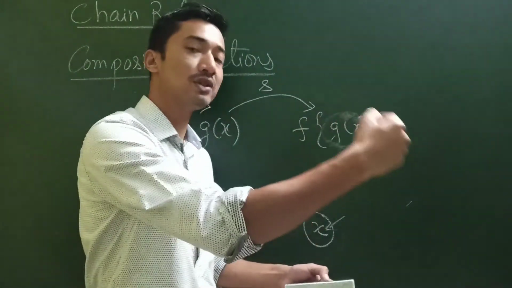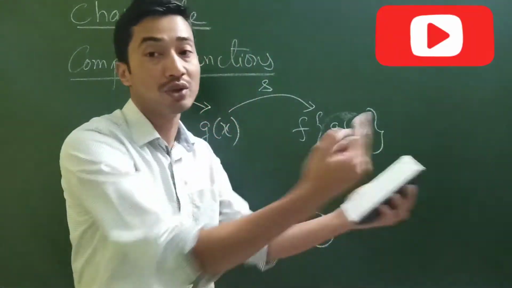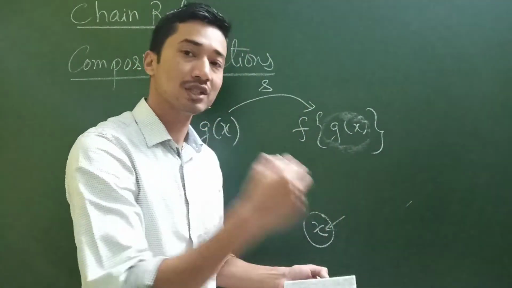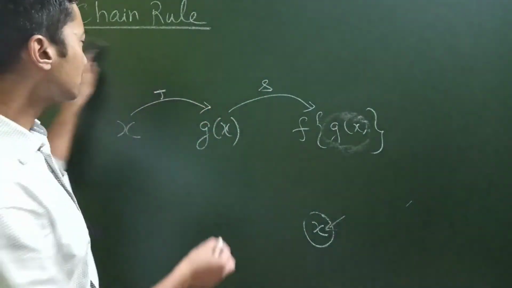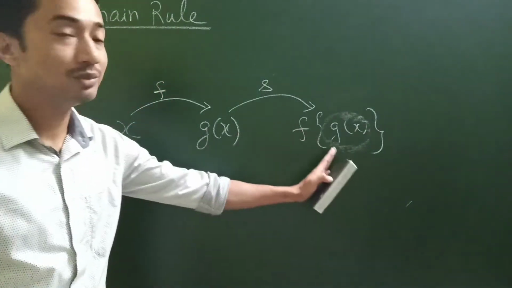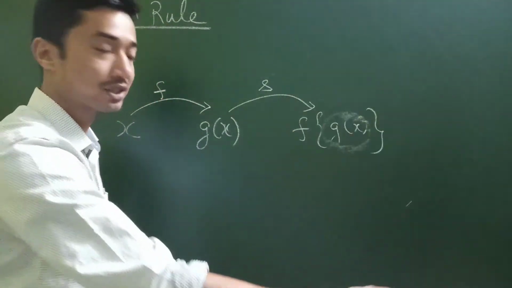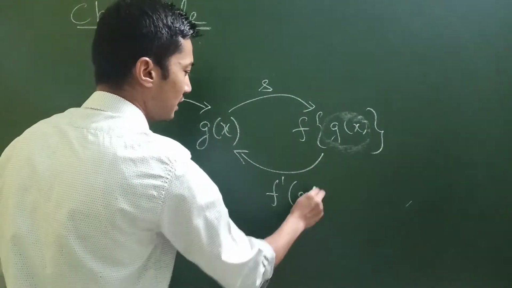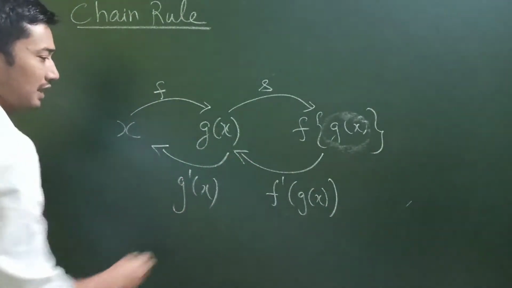That means we will go on differentiating till we get the last function, the original function from where we are supposed to start. Till then we just continue with the differentiation. That's why this is called the chain rule. So if this is the direction in which the function goes, when we start our derivative we start in the reverse order. We start the derivative with respect to g of x, that is f dash of g of x. From here we go to x, that is g dash of x.